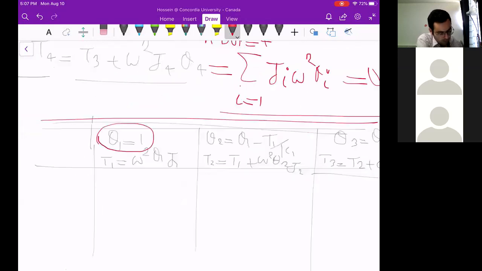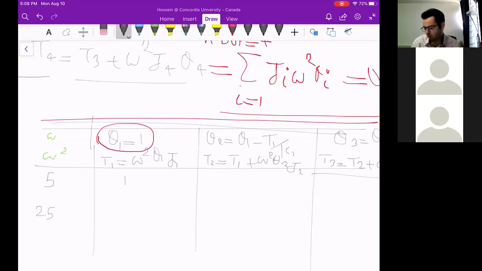So at first step, you have to give an omega and calculate omega squared. So suppose we make a random selection. So for example, omega is 5, and then omega squared would be 25, right? So theta 1 always is 1, and you will go for calculating T1.